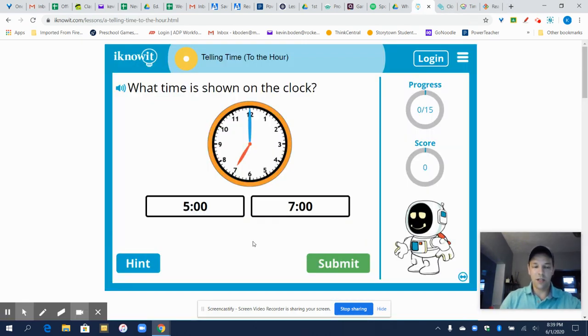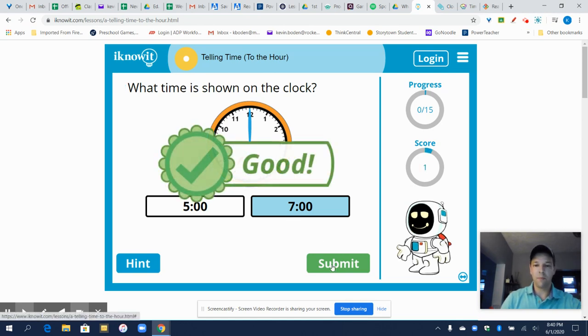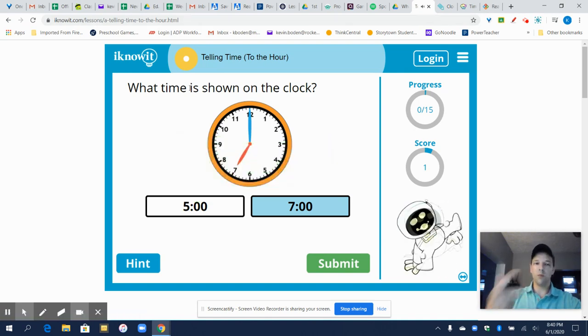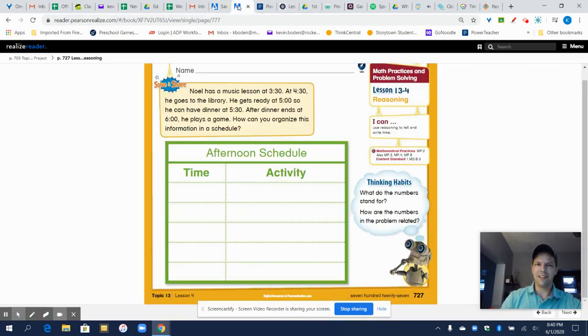This one's a little bit trickier because they give you a couple of different choices. What time is shown on the clock? Well, it's pointing to the 7 and the o'clock. So we just reviewed what we talked about this whole chapter with time. That's what we're going to talk about today, but now we have to reason with it. We have to kind of make it make sense. So let's try making it make sense.